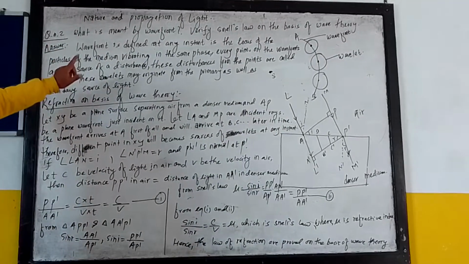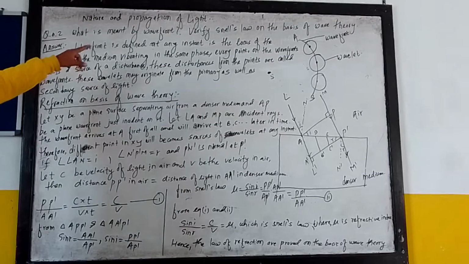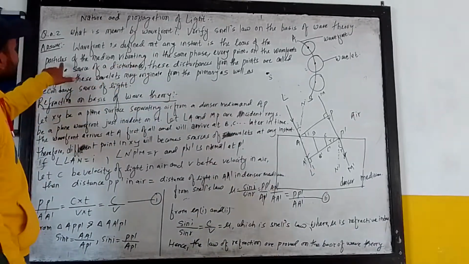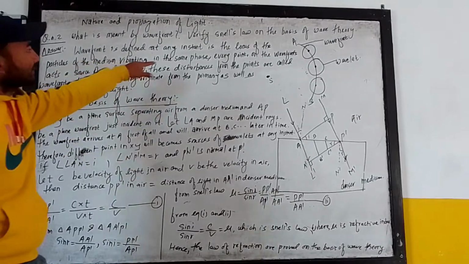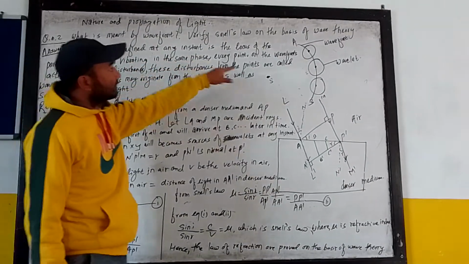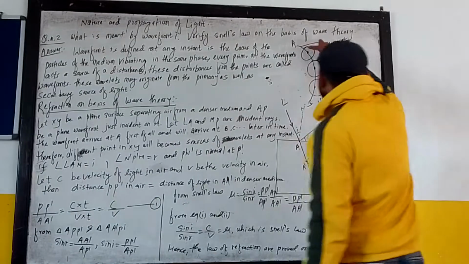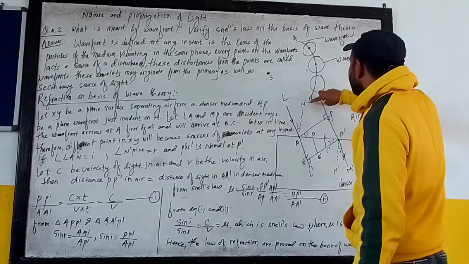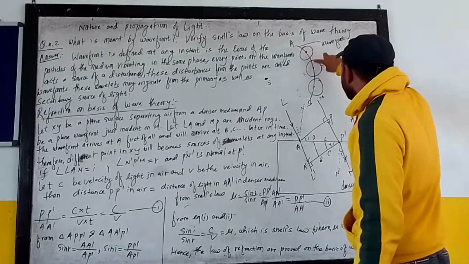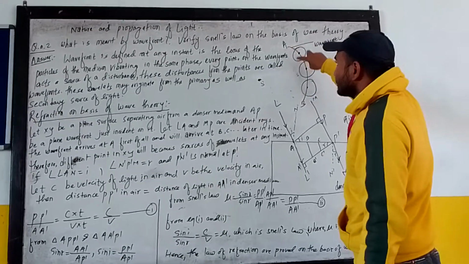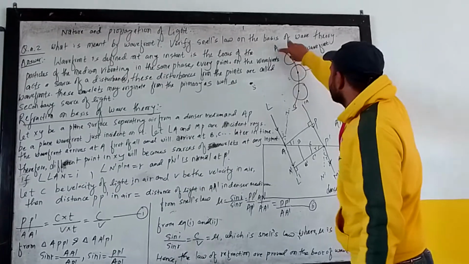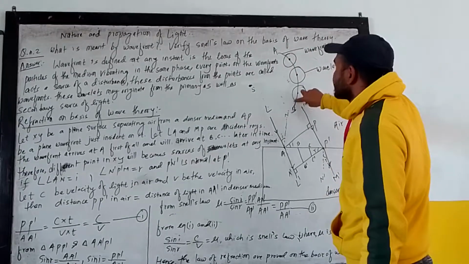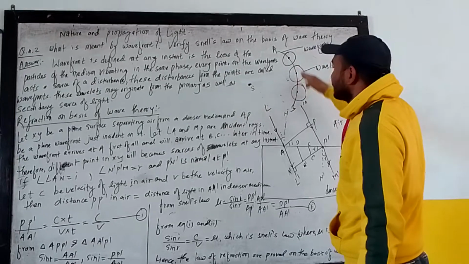You can see here wavefront. A wavefront is defined as, at any instant, the locus of the particles of a medium vibrating in the same phase. Look here, these are particles vibrating in one phase, that means they are vibrating in the same phase. And when we connect these points, you can see one locus. That locus is called a wavefront.